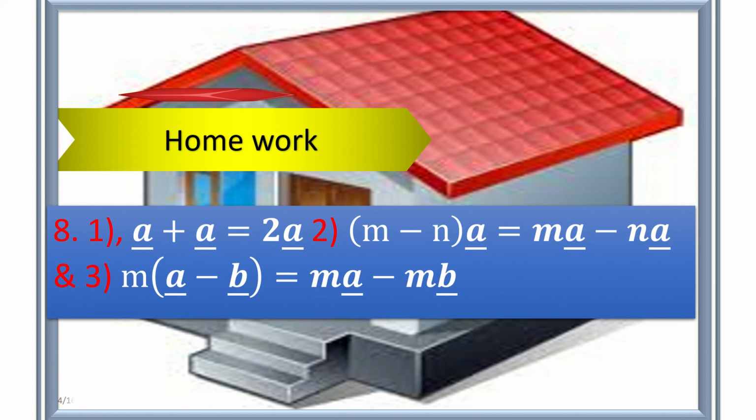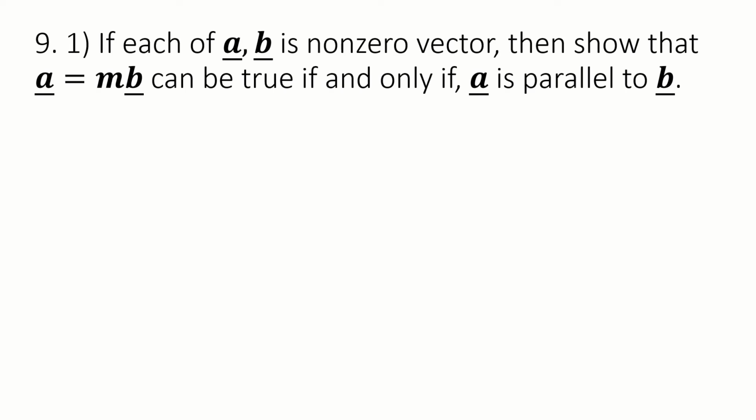8. 1, A vector plus A vector equals 2A vector. 2 number question, (m minus n) A vector equals m A vector minus n A vector. And 3 number, m into (A vector minus B vector) equals m A vector minus m B vector. Now 9.1 number question: if A vector, B vector are non-zero vectors, then show that A vector equals m B vector can be true if and only if A vector is parallel to B vector.